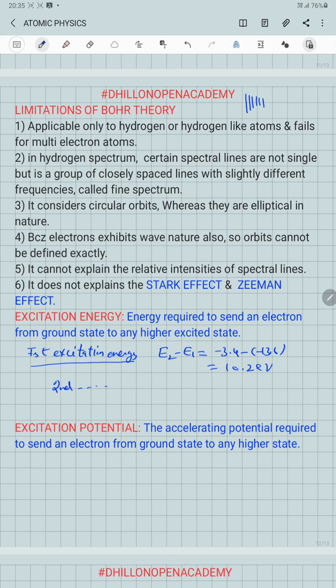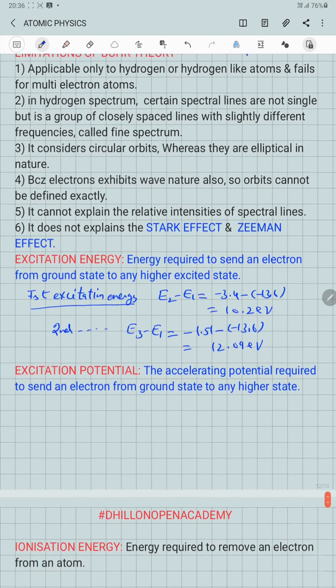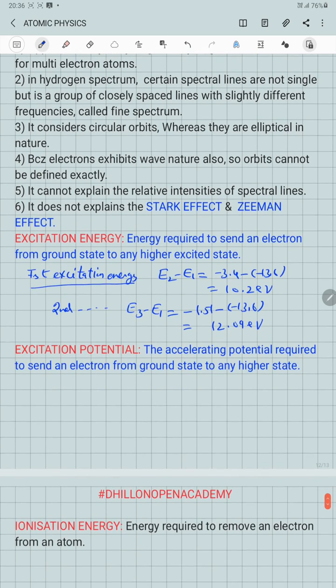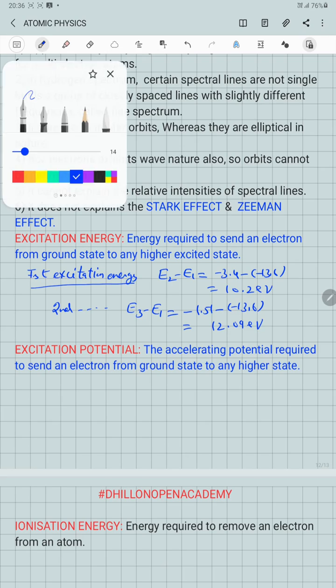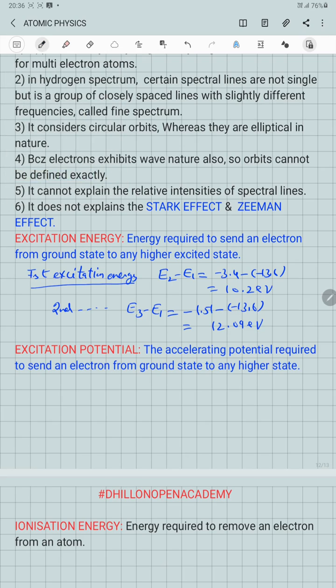Second excitation energy, when the electron is sent from first to the third level, will be equal to E3 minus E1, which is equal to minus 1.51 minus (minus 13.6), which is equal to 12.09 electron volt. Excitation potential: how much accelerating voltage should be applied on the specimen of the hydrogen atom so that electrons can be sent from a lower orbit to a higher orbit, that is called the corresponding excitation potential.